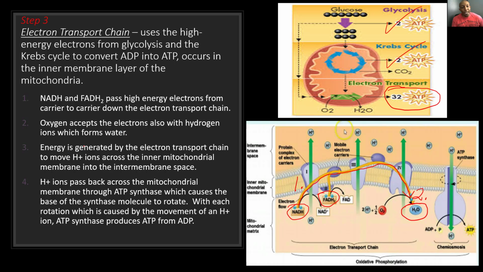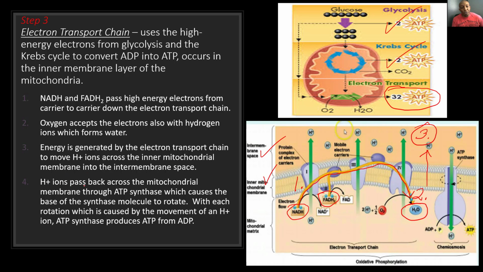And then in step 3, energy is generated by the electron transport chain to move hydrogen ions across the inner mitochondrial membrane into the intermembrane space. So if you take a look, here's the inner mitochondrial membrane, and here's the inner membrane space. So I go ahead and check both of those. And if you notice, here are those hydrogen ions that are being pumped across this inner mitochondrial membrane into this inner membrane space. So here's that step 3.